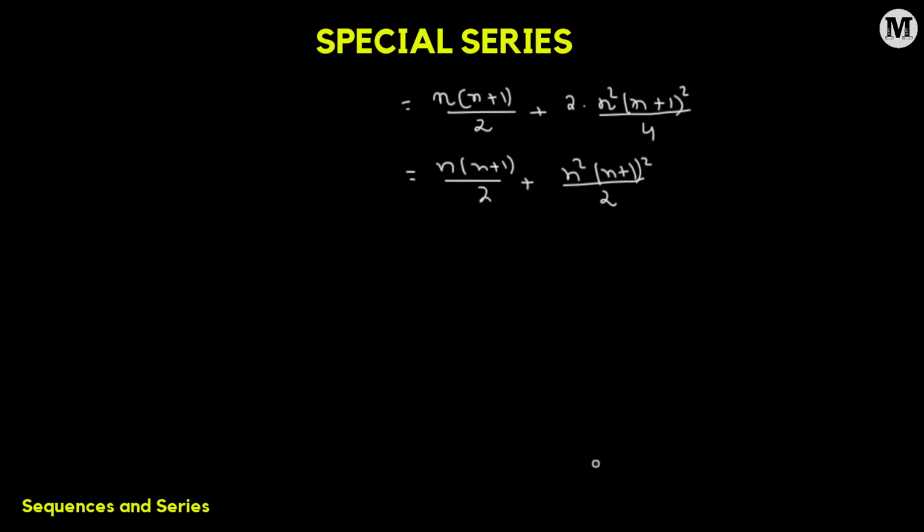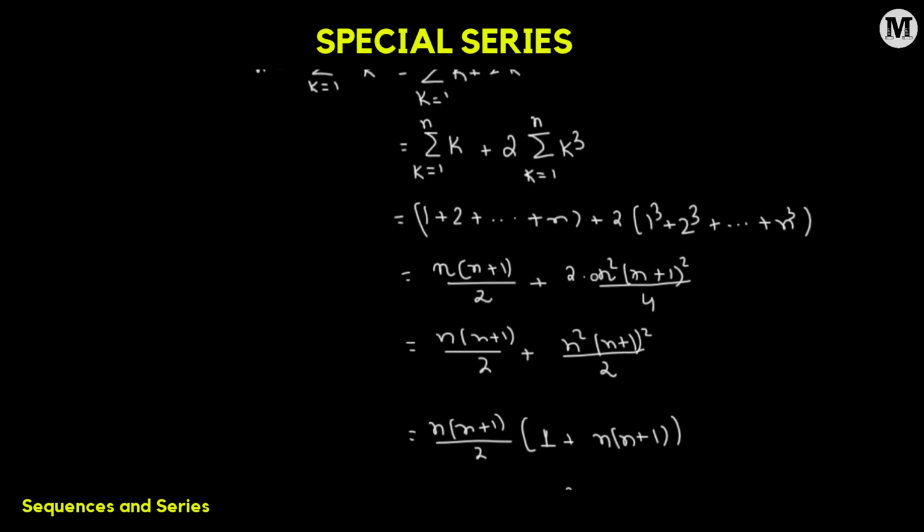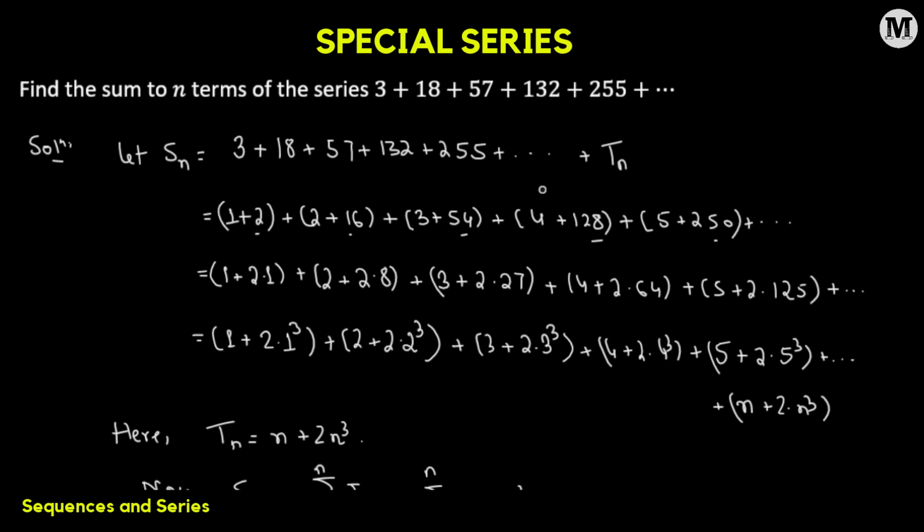We can combine the two terms to obtain the final sum. So let's take n times n plus 1 over 2 as the common factor. That means from the first term we'll be left with 1, and from the second term we'll be left with n times n plus 1. Okay, so now we can combine them to get n times n plus 1 multiplied by n squared plus n plus 1, whole divided by 2, and this is going to be our final sum to n terms of the series, which is given by 3 plus 18 plus 57 plus 132 plus 255 and the rest of the terms.